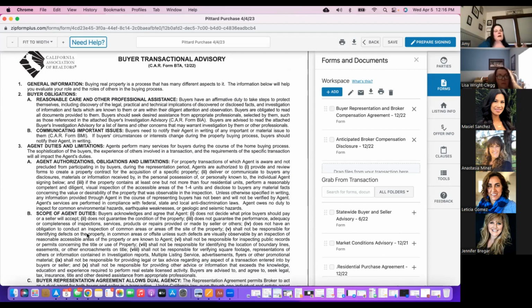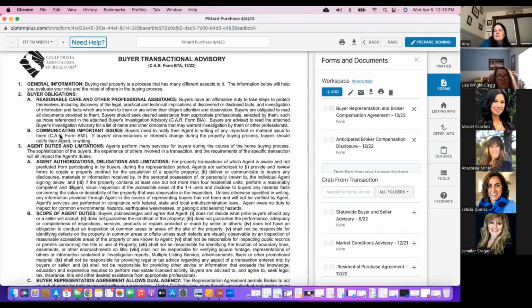Buying real property. It's kind of like the disclosure information advisory for sellers, but it's for the buyer, so I like it. The buying real property is a process that has many different aspects to it. The information below will help you evaluate your role and the roles of others in the buying process, right? Here it talks about the buyer obligations, right? We already talked about that.